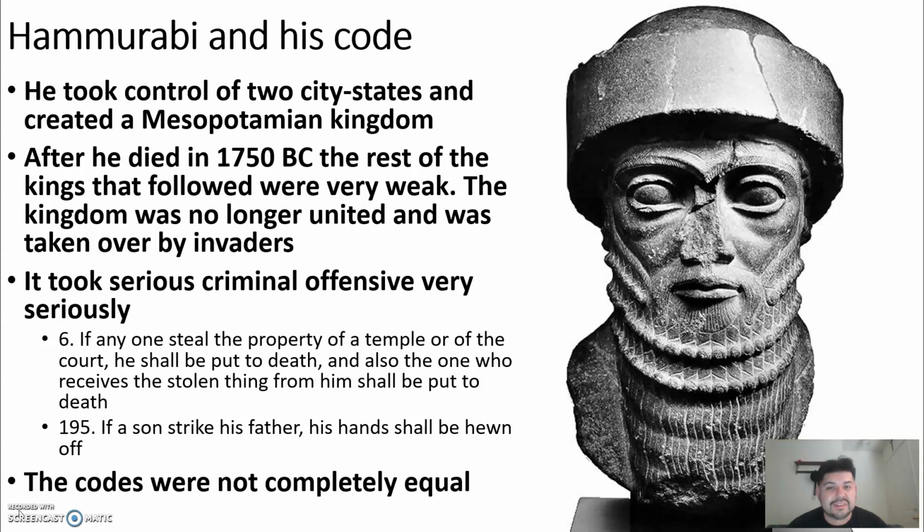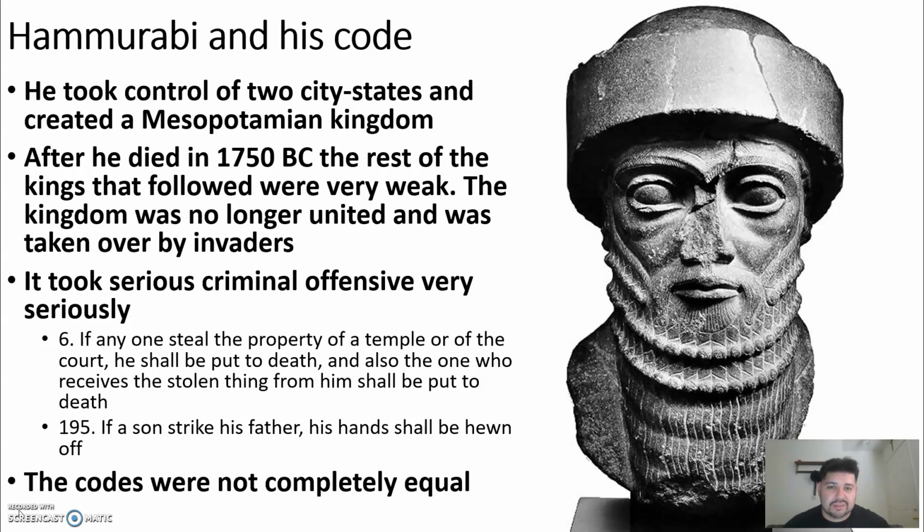So you may recognize this face from the warm-up. That person is Hammurabi. And the thing that made him special is that he had created this code of laws. All right, but before we get to that, let's find out a little something about him. Basically, he took over two city-states and created a Mesopotamian kingdom. All right, now the thing is, he died in 1750 BC, and the kings that followed him were very weak, because basically, in a sense, he had this large area, took it over, and those people struggled keeping it.